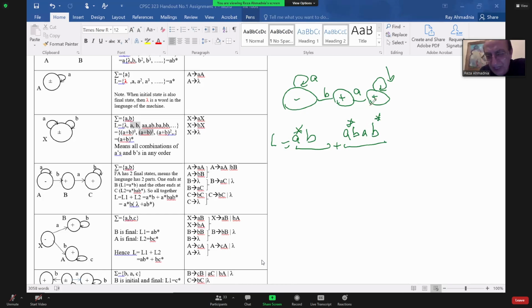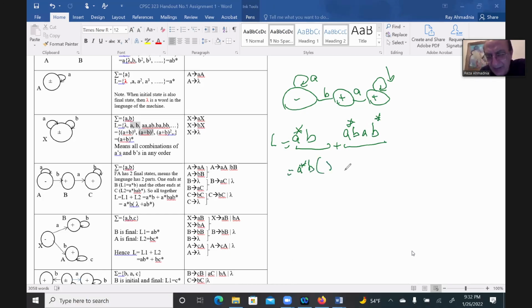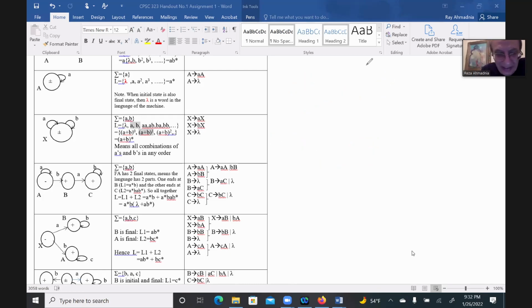B, A star B, they have A star B in common. From this one here, you get lambda. From this one here, you get AB star. Good. Okay, now let's look at this one here.